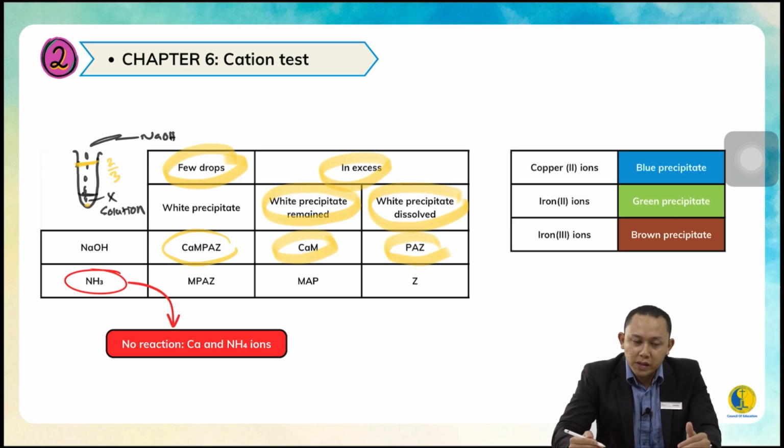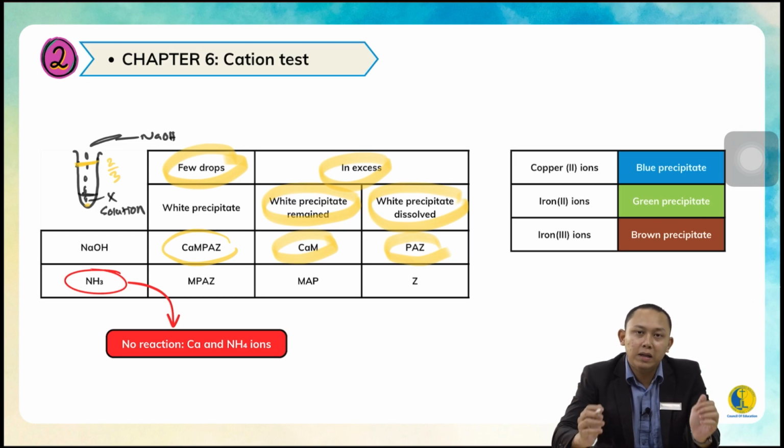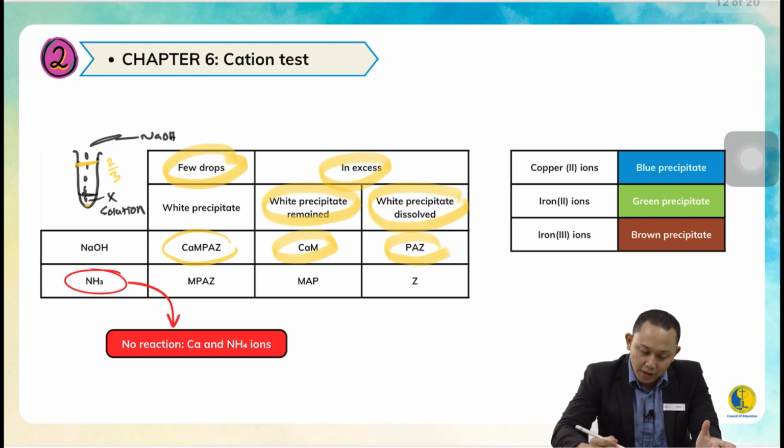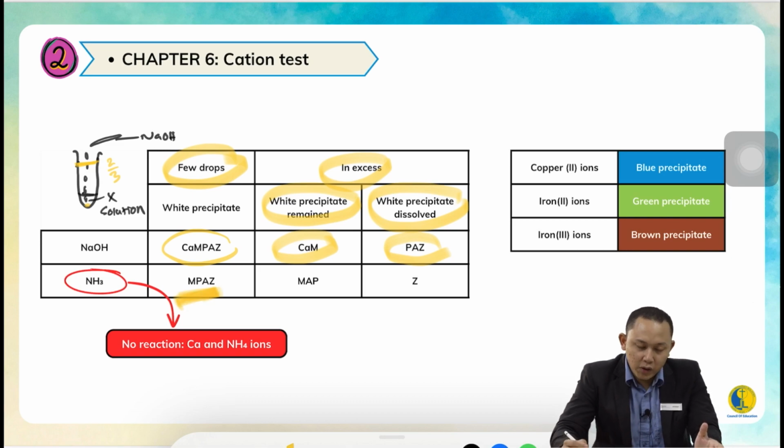So when you see a white precipitate occur, we can narrow down our cation a little bit to magnesium, potassium, aluminium, and also zinc. As you can see here, this part, it could be one of these 4 cations. So what about the others?